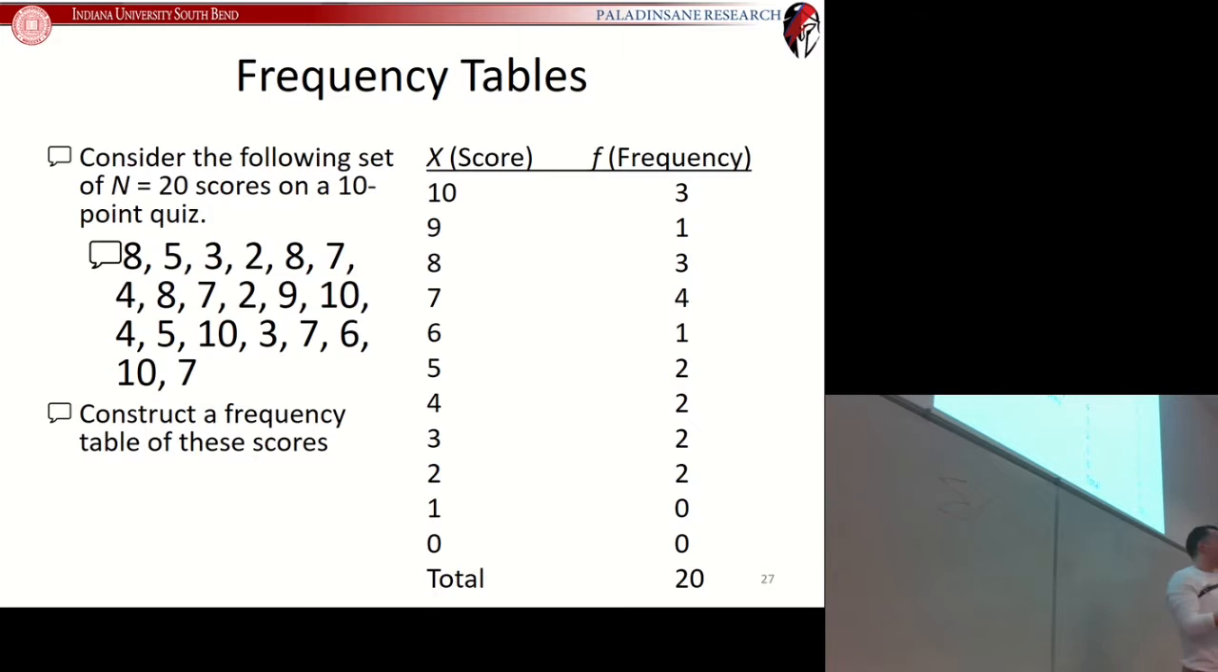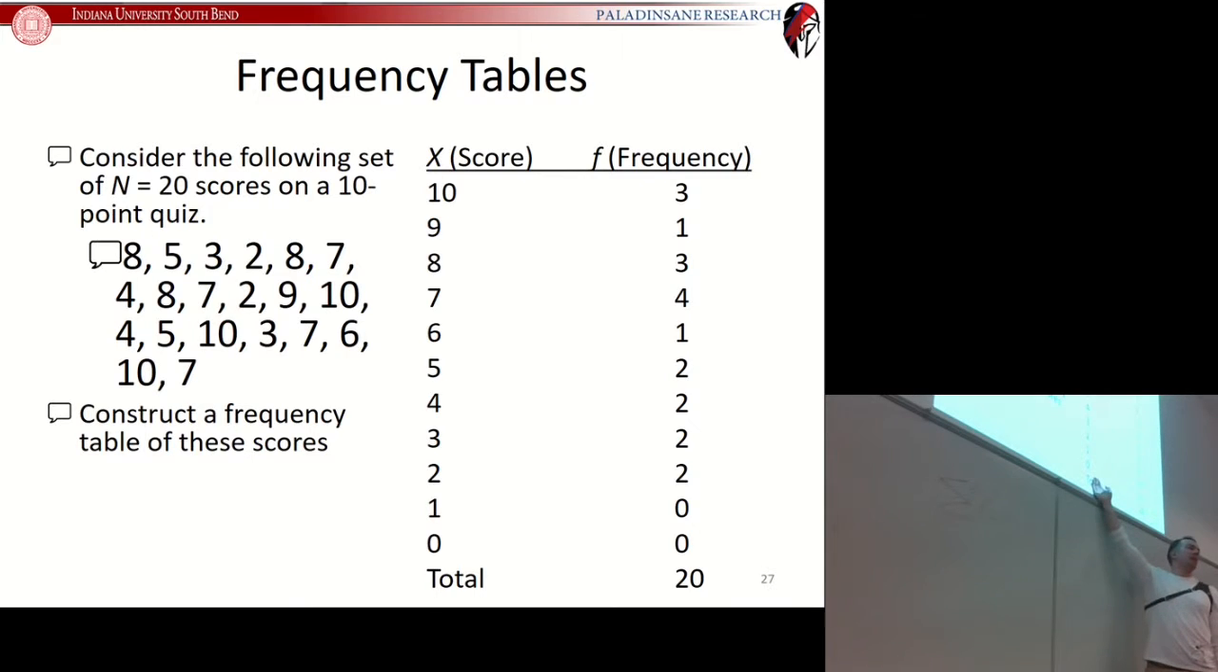Because what's going to happen is that you are going to be working with a frequency table, and it's going to say, what is that? Calculate that. Given this frequency table, calculate that. And this is the sum of the scores, meaning that you have to go 8 plus 5 plus 3 plus 2 plus 8 plus 7 plus 4 plus 8, all the way through those 20 scores.